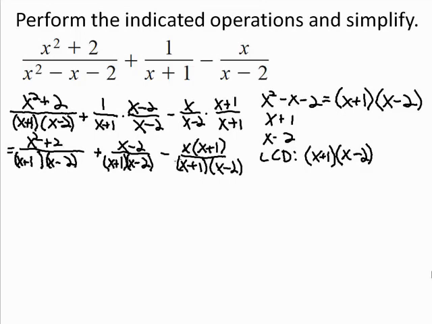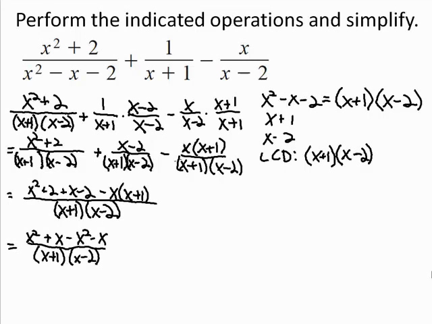Each term has the same denominator, so you can add and subtract the numerators. The 2 and negative 2 cancel out. Distribute the negative x to the x plus 1. The x squared and negative x squared cancel out, and the x and negative x cancel out. You are left with 0 divided by the quantity x plus 1 times the quantity x minus 2, which equals 0.